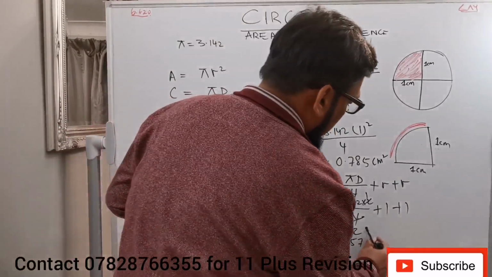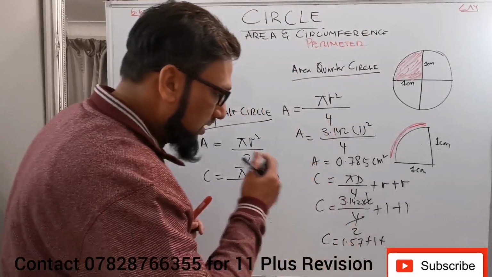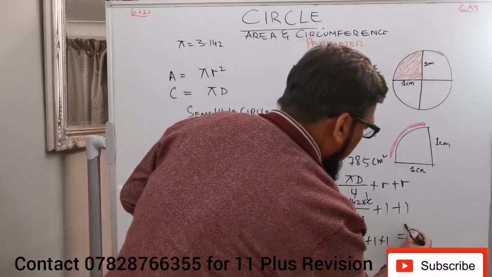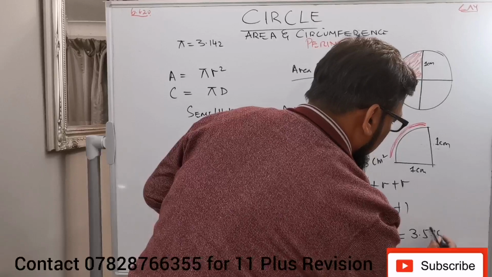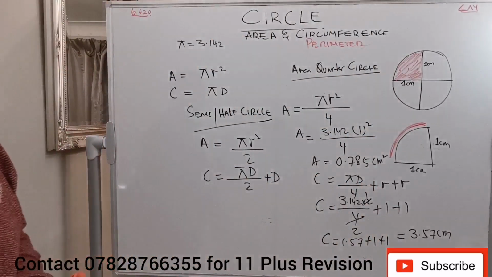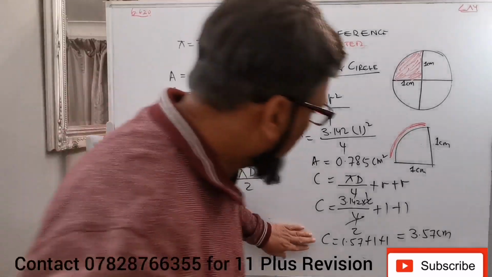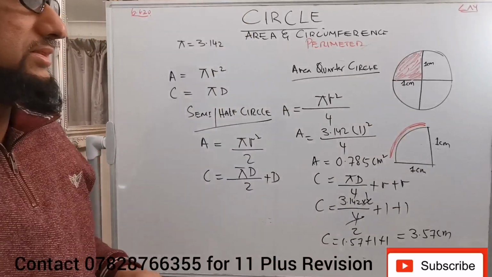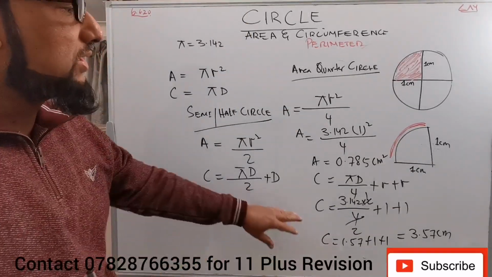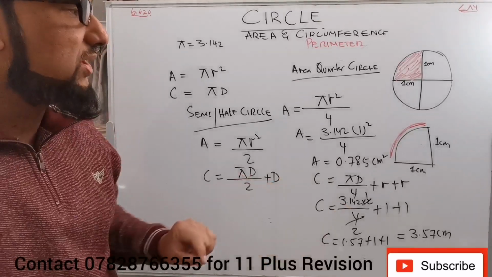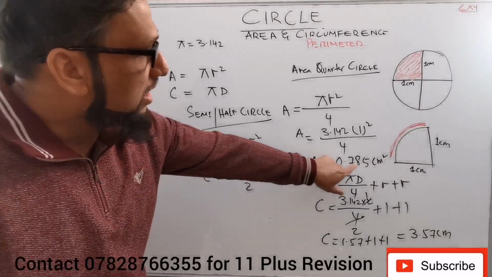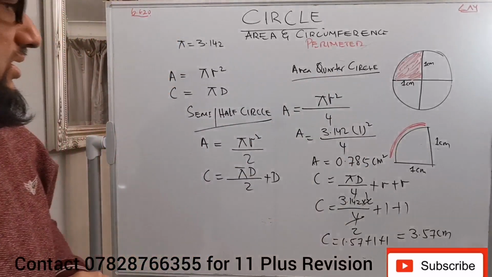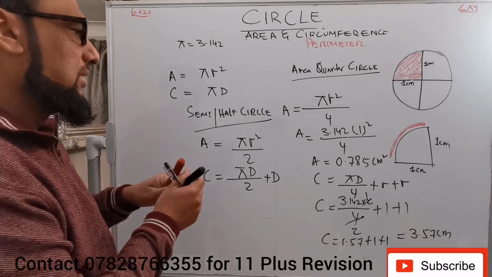is 1.57, as we previously discussed, the half of 3.142. So the circumference will be 3.57 centimeter. This is the circumference of the quarter circle. Circumference of the quarter circle is 3.57, and the area of the quarter circle is 0.785 centimeter square.